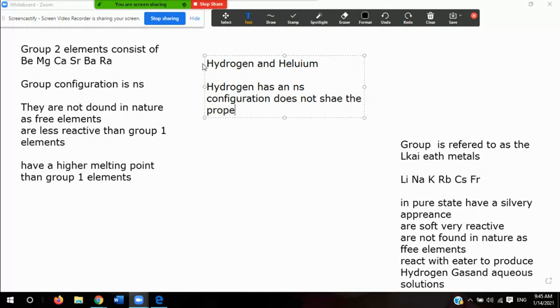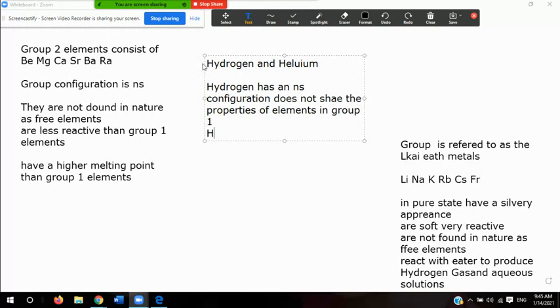The properties of elements in group 1. It doesn't really resemble them because, for example, elements in group 1 may have an empty 2s orbital so that they can fill it out. In hydrogen, that's the most stable configuration. The same thing occurs with helium.